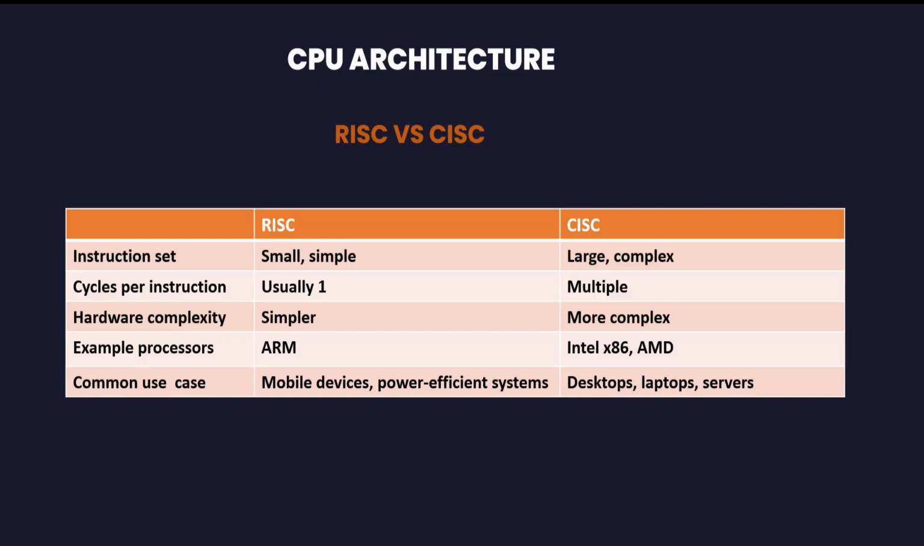A quick comparison. Remember, instruction set in RISC: small, simple. CISC: large and complex. Cycles per instruction in RISC, usually one. In CISC, multiple. RISC has simple hardware, CISC more complex. Examples, ARM for RISC, Intel and AMD for CISC. Common use cases, RISC: mobile devices and power efficient systems, and CISC: desktops, laptops, servers.